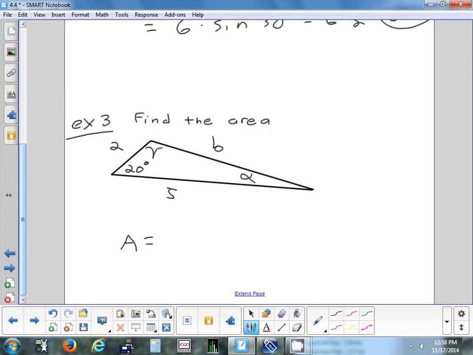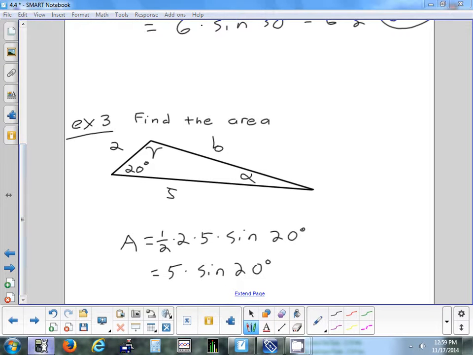Okay, Josh, can you give me my formula that I'm going to use to find the area? Times sine 20. Okay, everyone agree with that? 2 times 5 times sine 20? Half. Yep. Okay. I'm going to put the 1/2 in there. Okay, what's 1/2 of 2 times 5? So 1/2 of 2 times 5 is 5, okay. Times the sine of 20.